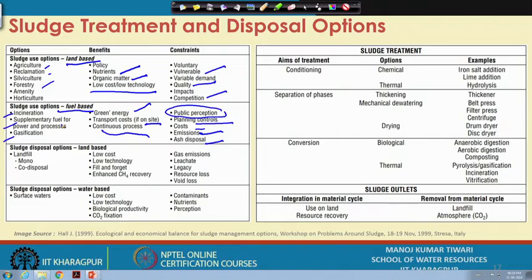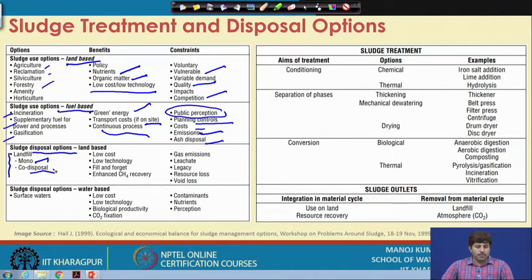Now, these are the kind of use options when we use sludge either on land or as a fuel. Okay. The sludge can be disposed of. So, there are disposal options for the sludge. The sludge, being a solid material, will not typically be disposed to the water resources. So, it goes to the land, and it can go to landfills as mono, where only sludge is being landfilled, or it can go for co-disposal, where sludge along with some other solid waste materials like municipal solid waste is subjected to landfilling together. So, these are the options.